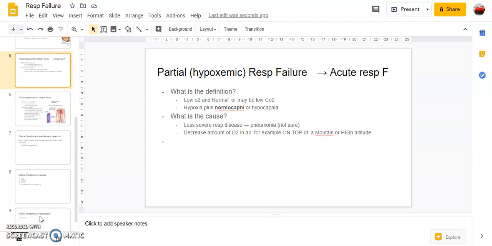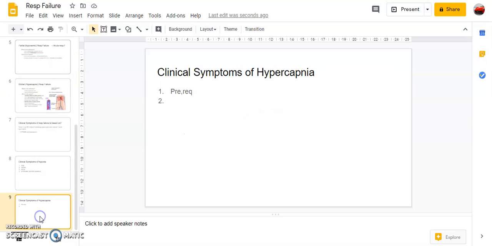And now we're going to be talking about partial. So why is this partial? I guess the main reason I call it partial is because it's only affecting oxygen, not CO2. So where can we get this? That's the main definition, hypoxemia. When you think about partial acute respiratory failure, think about hypoxia with normal carbon dioxide. That can happen normally when we go on top of mountains at high altitudes, and we're getting low oxygen over there.